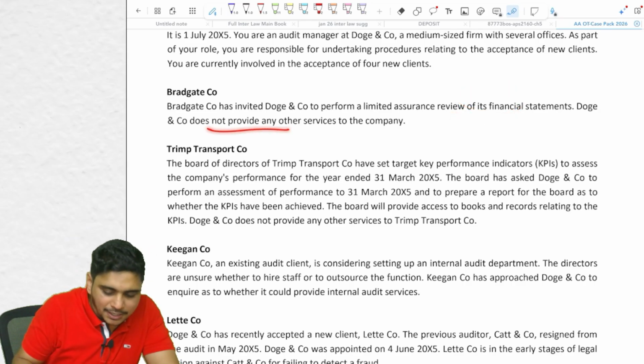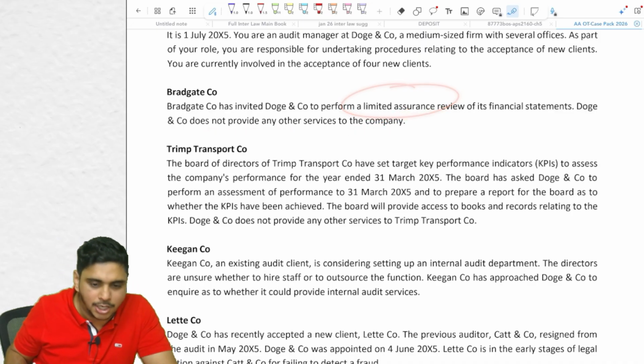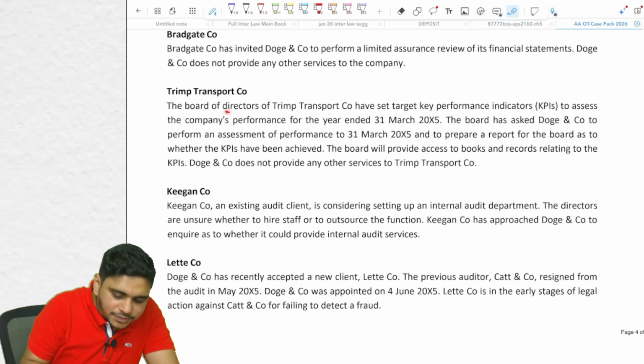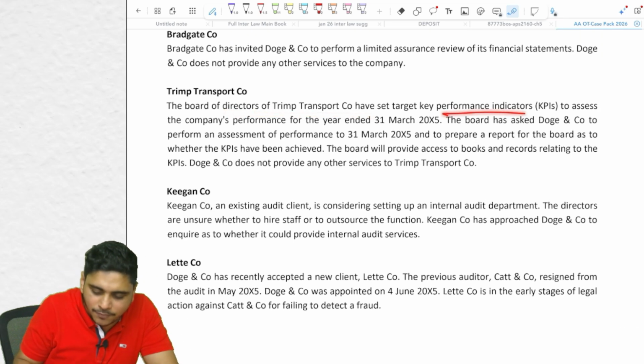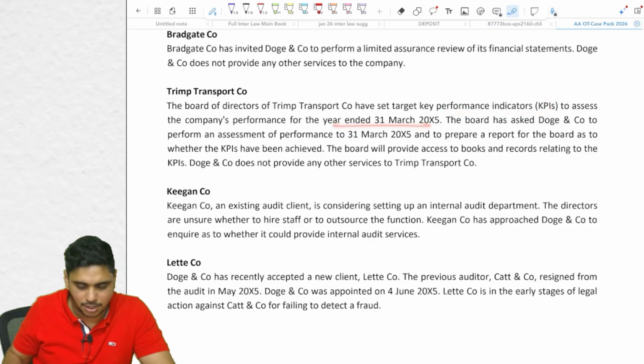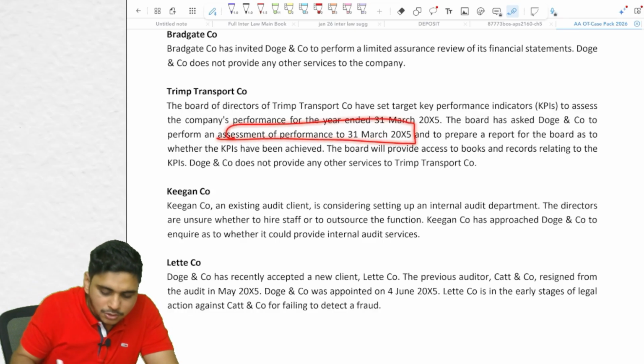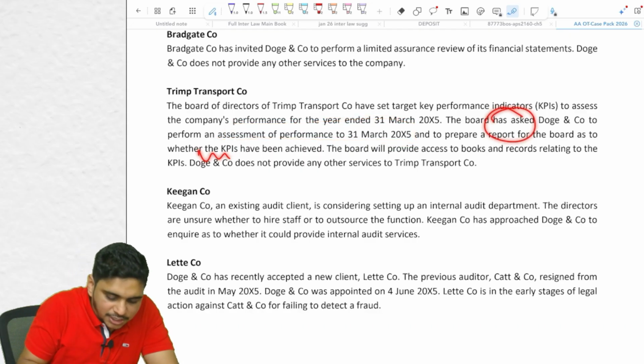Doge does not provide any other services to the company. Only what are you providing? Limited assurance. Trim Transport Company. The board of directors of Trim Transport Company have set target key performance indicators to assess the company's performance for the year ended 31st March. The board has asked Doge and Co. to perform an assessment of performance to 31st March and to prepare a report for the board as to whether the KPIs have been achieved.